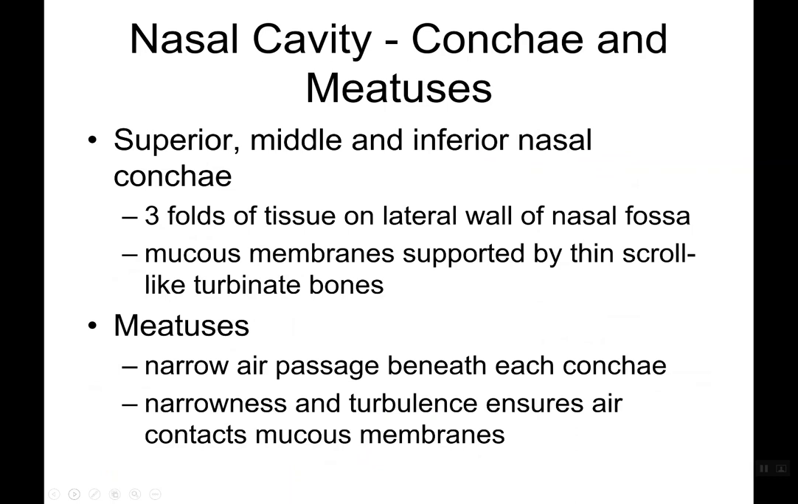All right, so the choanae and the meatuses. The superior, middle, and inferior nasal conchae are folds of tissue overlaying some bone, and those mucous membranes are, of course, supported by those bones. We call these turbinate bones because they look like a turbine, which is a spirally structure that is designed to move air, or in some cases, of course, water. And the meatus is the narrow air passage beneath each concha. This should say concha. That's plural. This is singular. And the narrowness and turbulence, as I mentioned, ensures air contacts mucous membranes instead of just cruising right on through.